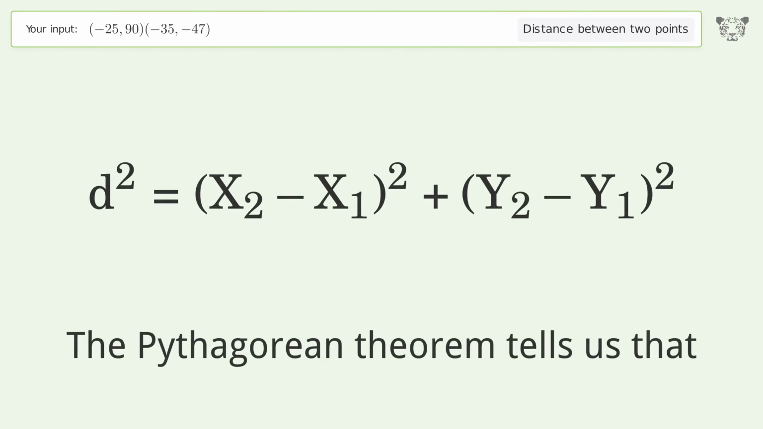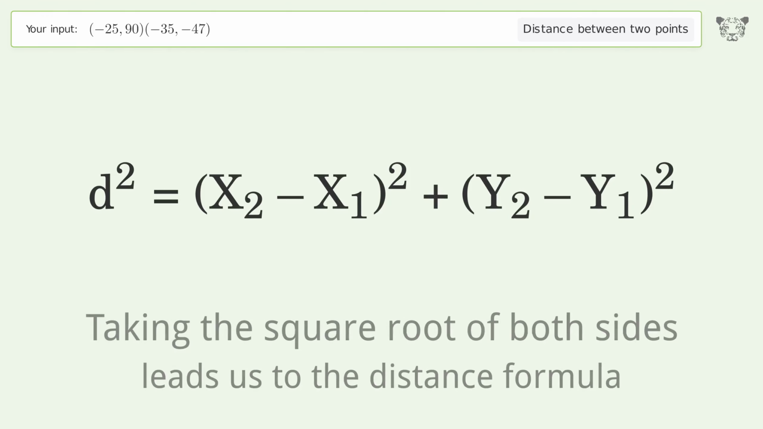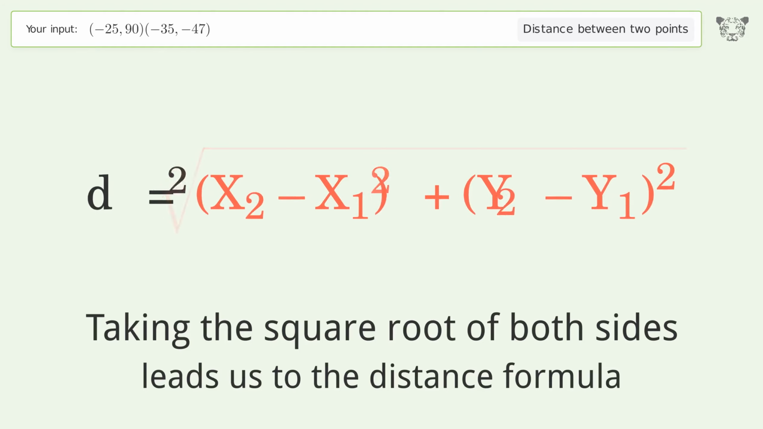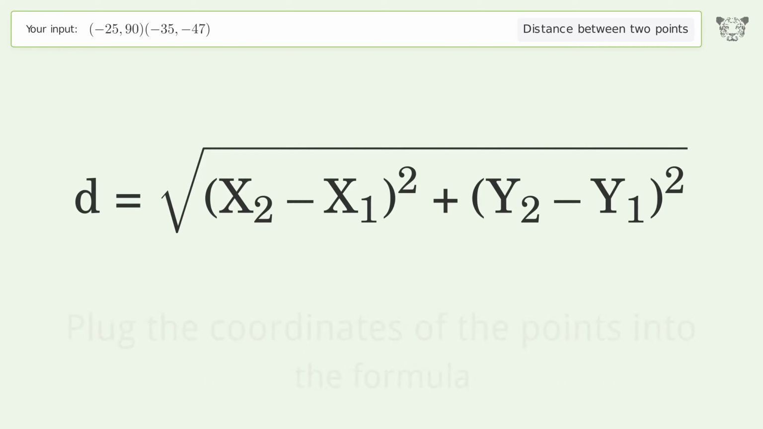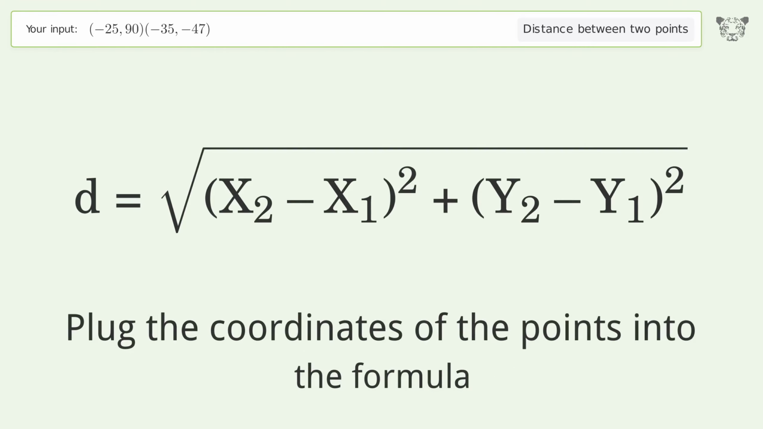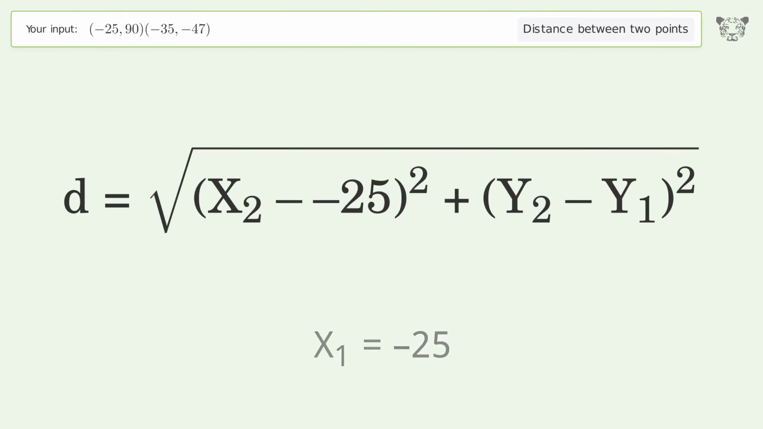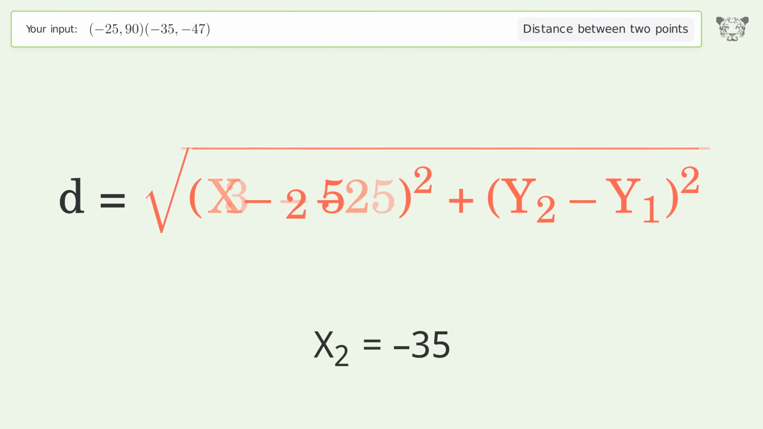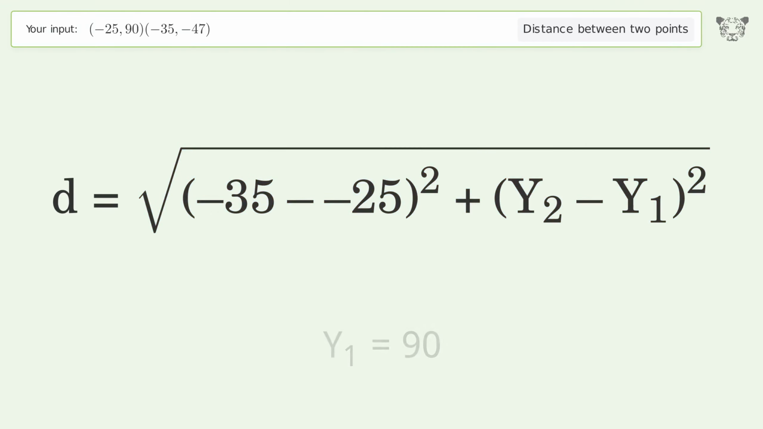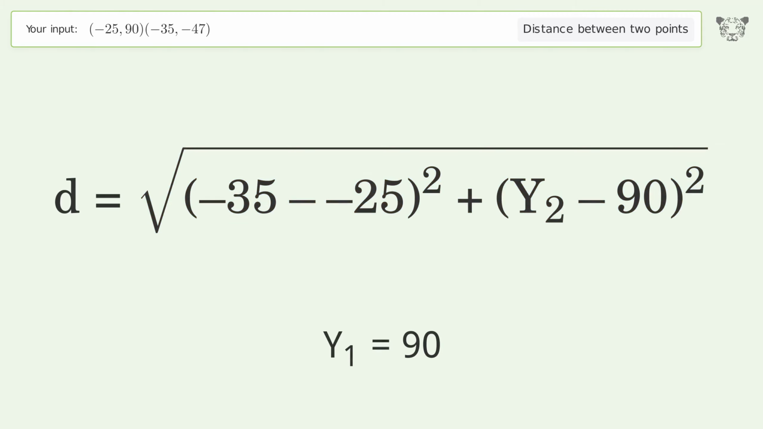The Pythagorean theorem tells us that taking the square root of both sides leads us to the distance formula. Plug the coordinates of the points into the formula. x1 equals -25. x2 equals -35. y1 equals 90. y2 equals -47.